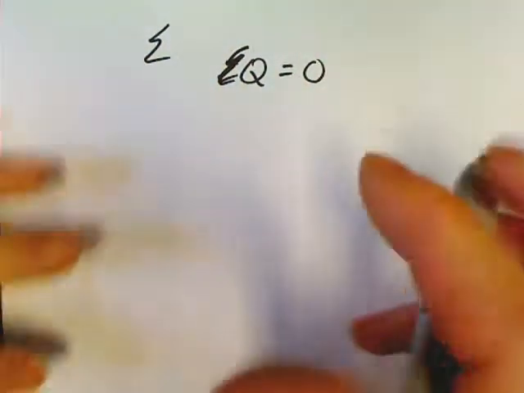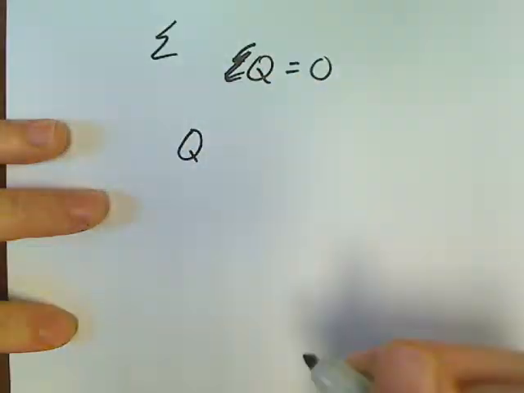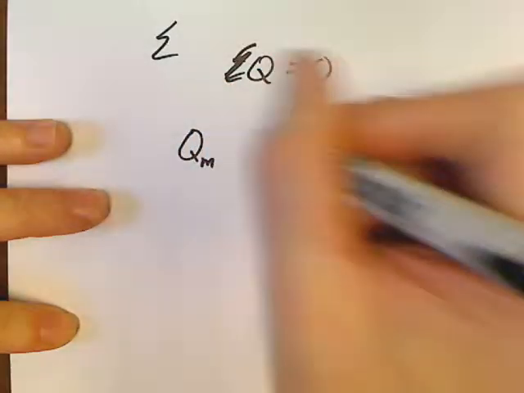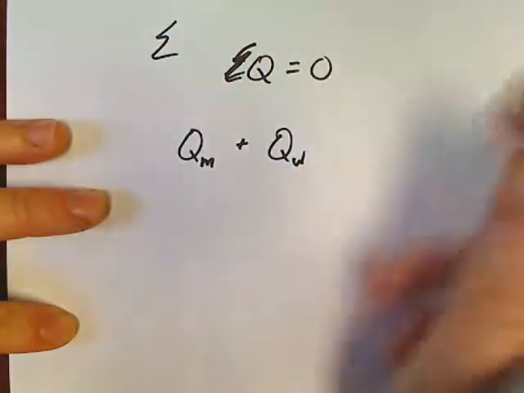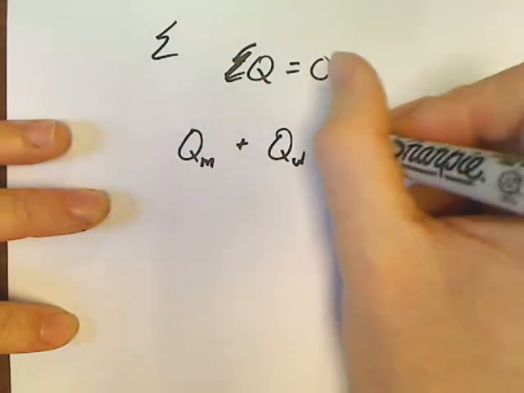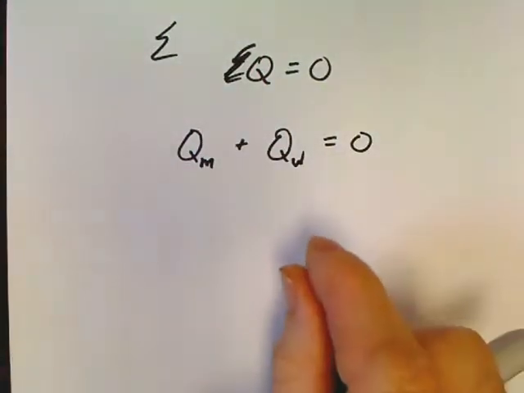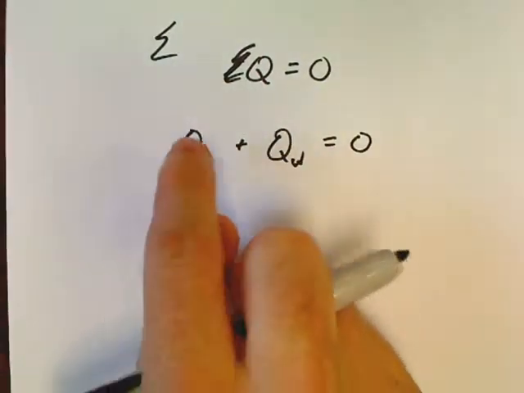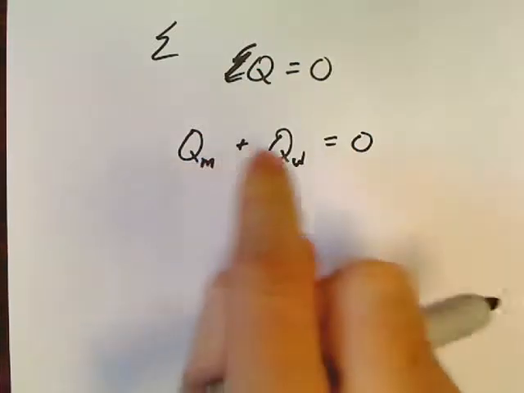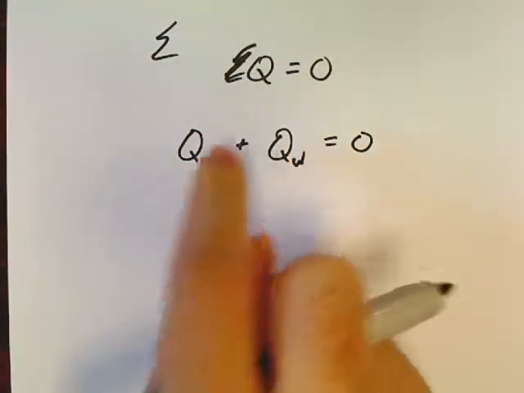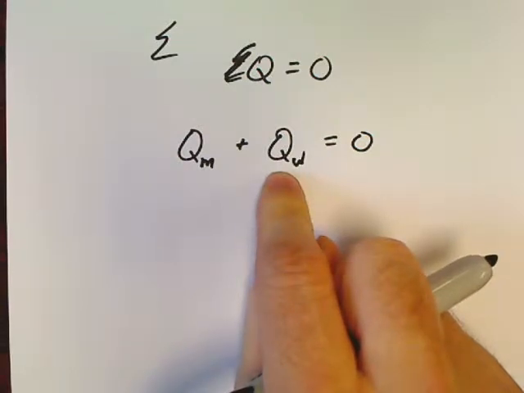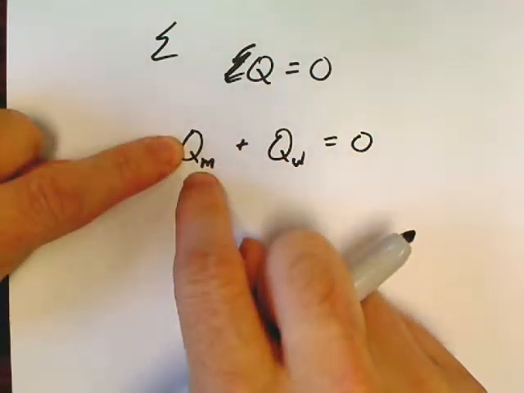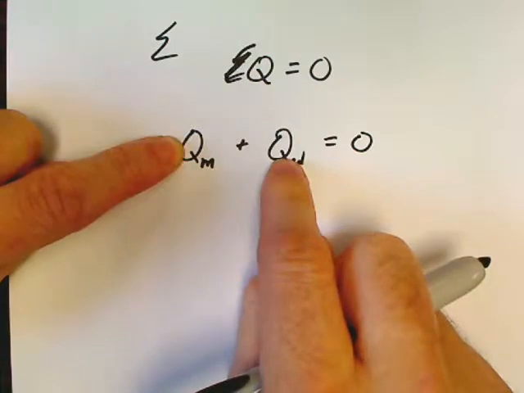Which means if I take into account the heat lost or gained by the metal, and the heat lost or gained by the water, then all that should be 0. Because in this problem, the metal gave off energy, the water absorbed energy. So the metal lost heat, the water absorbed heat. The idea is, if the metal lost 200 joules of energy, the water gained it.